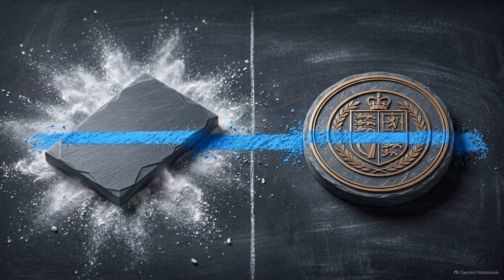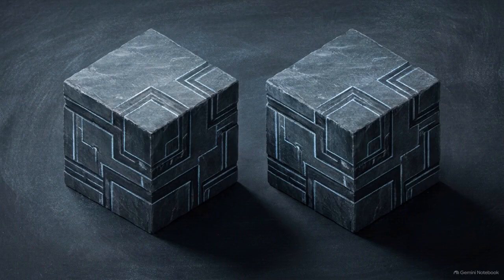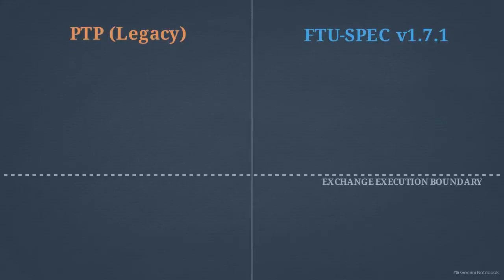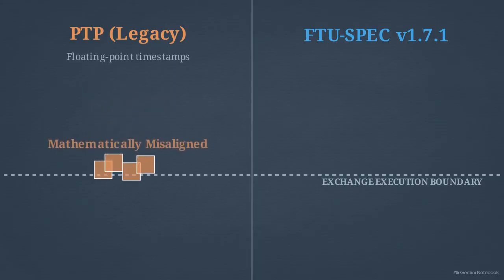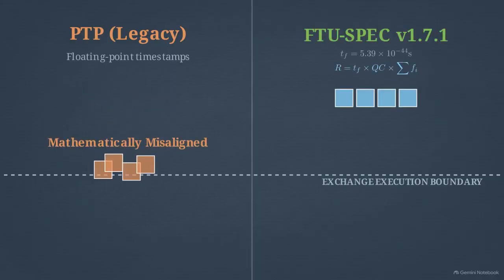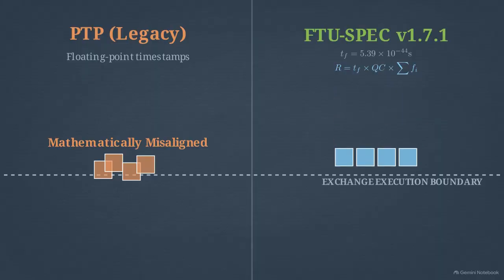Consider a scenario where two proprietary trading algorithms are competing for the exact same microsecond arbitrage opportunity. The competitor relies on floating point timestamps and PTP. This diagram shows how their execution packets arrive at the exchange boundary mathematically misaligned. The FTU-enabled algorithm calculates execution using exact integer multiples of Planck-time.